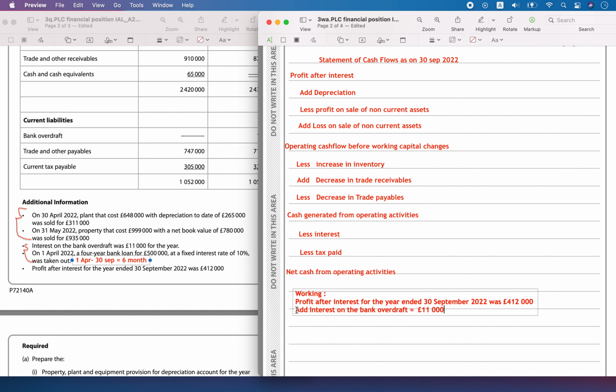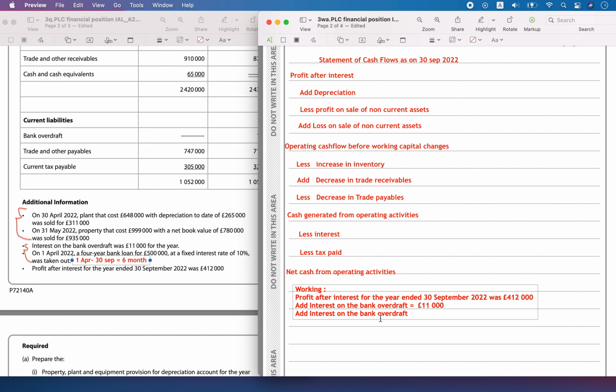So let's add the interest on the bank loan that was taken out on 1st April 2022. You will have to include all the interest. We have the profit after interest, which they have given, and the additional interest that was not accounted for, you will have to include.